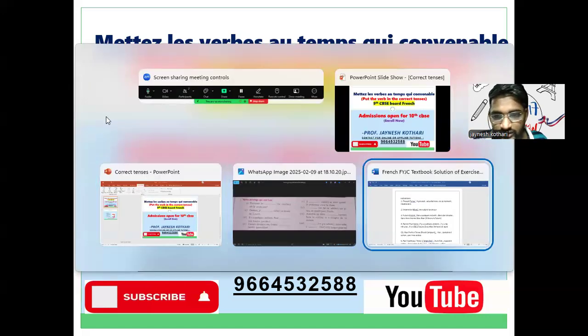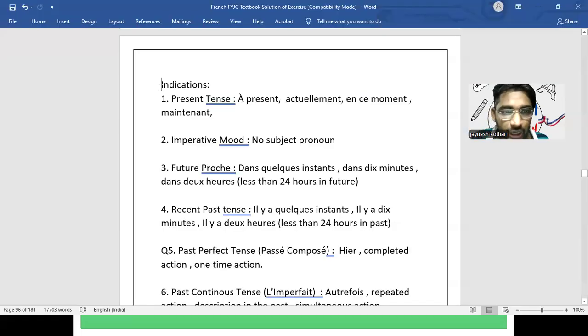The first thing you have to be thorough with is the rules. How will you identify the tense? If it is present tense, you have to look at the sentence and understand it. Somewhere they will give you an indication of whether the tense is present or another tense. For present tense, the indications are "at present", "actual moment", "at this moment", or "maintenant", which means now. There is also no time indication or subject pronoun like je, tu, il, elle, nous, vous.